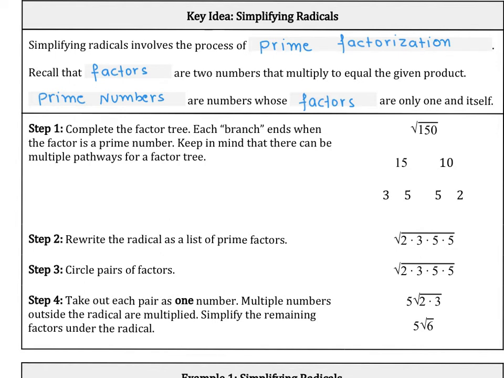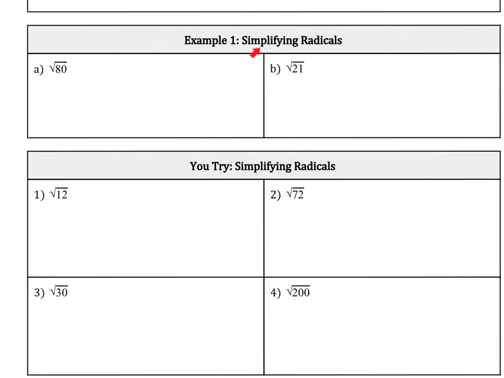So this is the pair that you get. Take out one number from each pair. We have only one pair, so we're going to take only one number, and that is 5. So when you solve this square root of 150 and break it down, you got the answer as 5 square root 6.